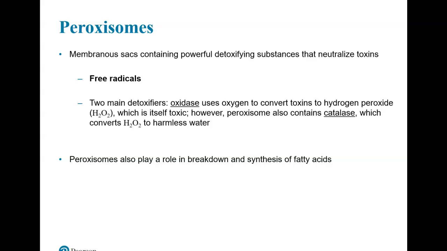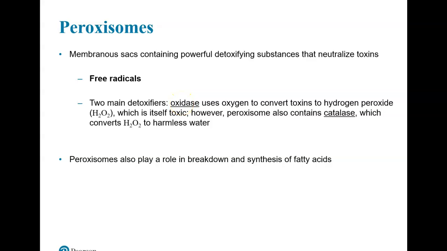Peroxisomes, these are membranous sacs that contain powerful detoxifying substances that neutralize toxins. So free radicals. Free radicals are toxins that are natural byproducts of metabolism. So they just naturally build up in your body. The two main detoxifiers are oxidase. So these are enzymes, oxidase and catalase.